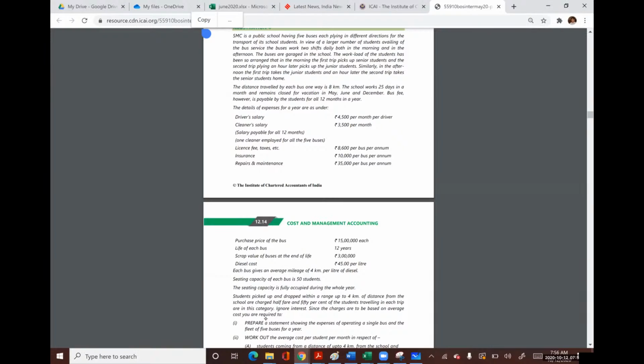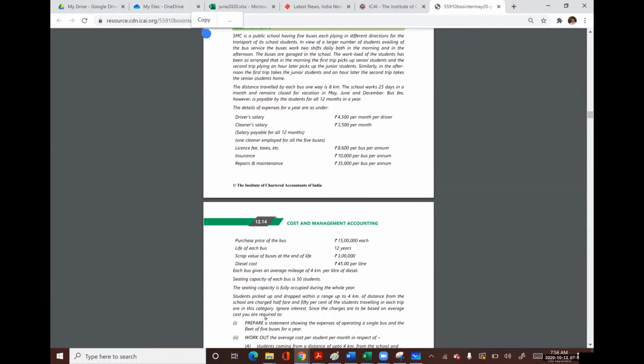Yes, sir. SMC is a public school having 5 buses, each plying in different directions for the transport of its school students. In view of a larger number of students availing of the bus service, the buses work 2 shifts daily, both in the morning and in the afternoon. The buses are garaged in the school.